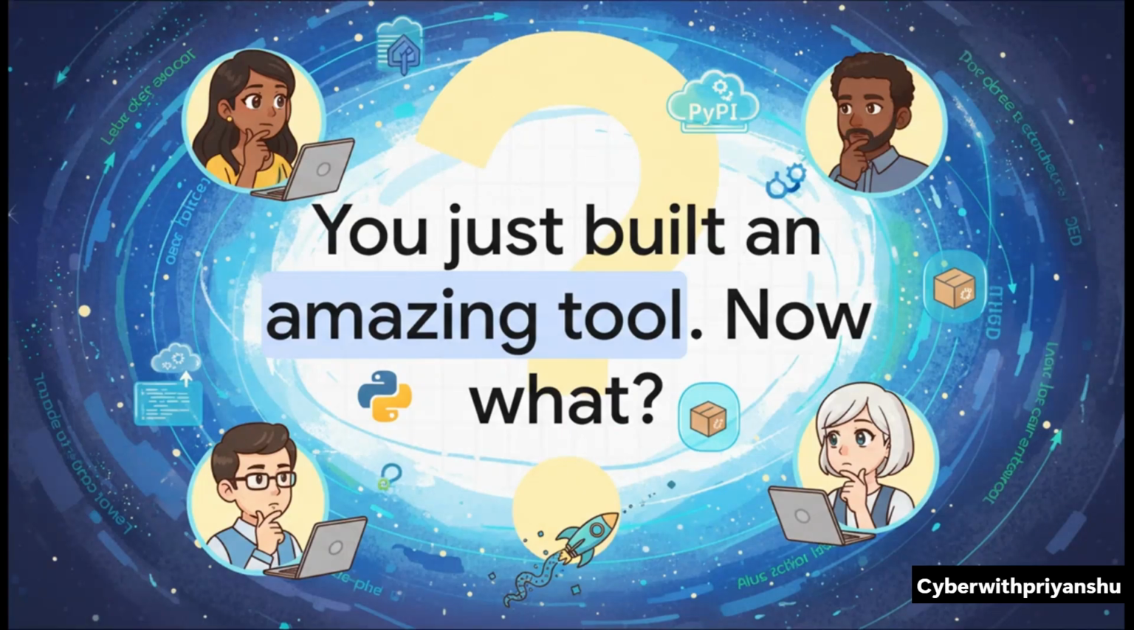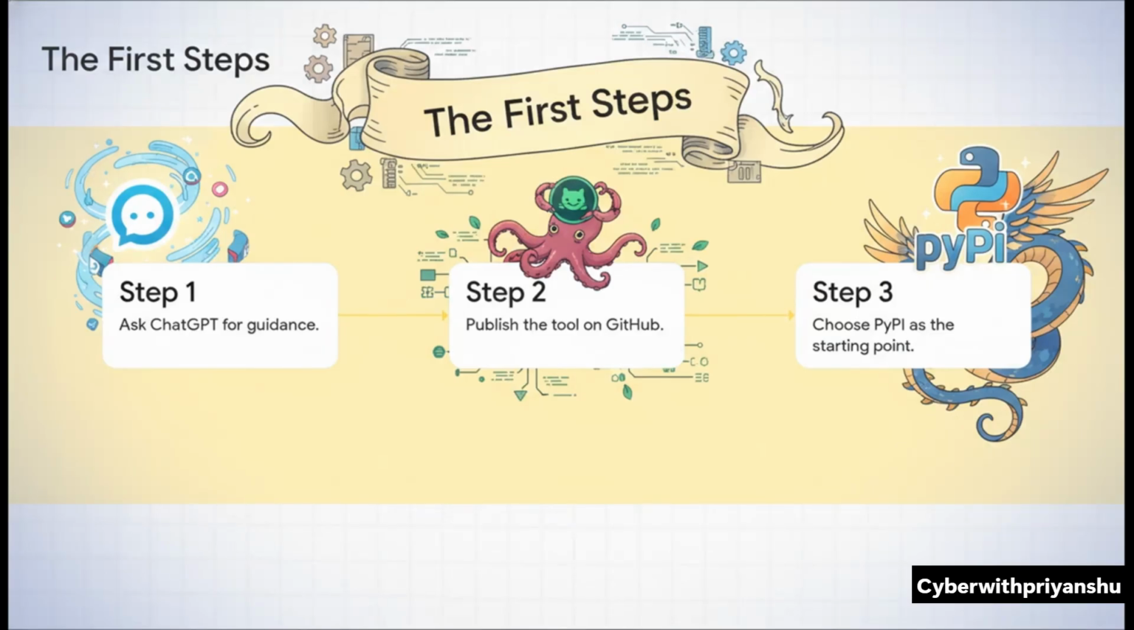Right? This is the exact spot every single developer finds themselves in. The code is clean, it runs perfectly on your machine, and you've got this awesome thing that you're proud of. But it's just sitting there. How do you get it out into the world for other people to actually use? So what's the first thing you do in this situation? Come on, you know the answer.